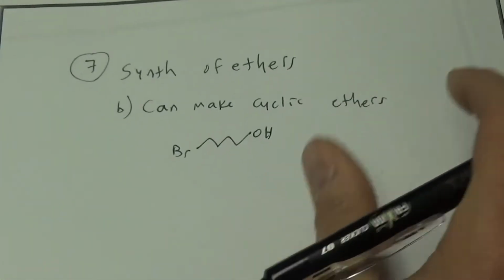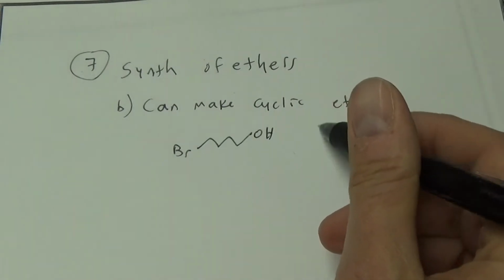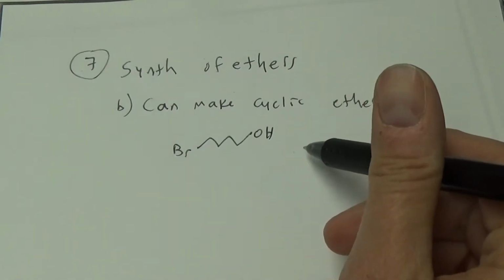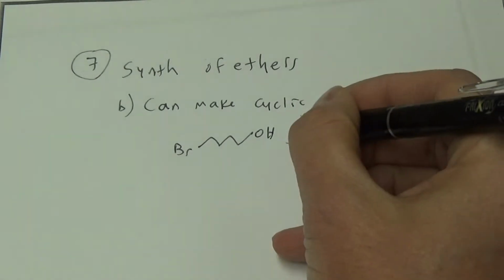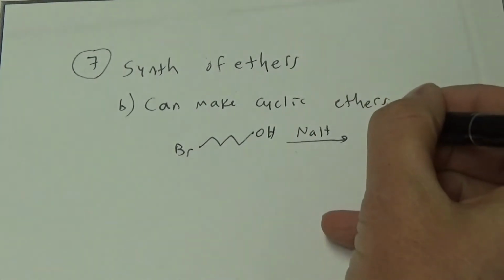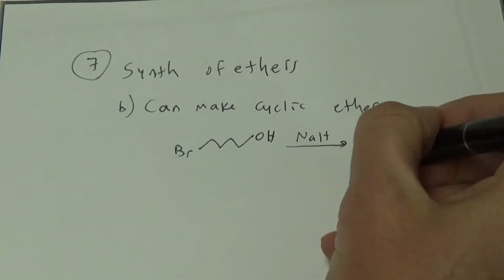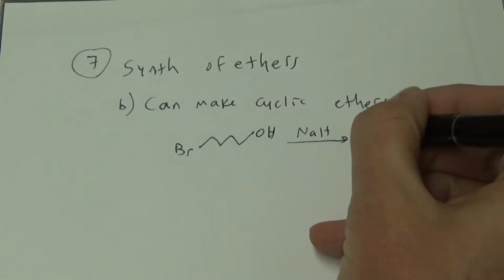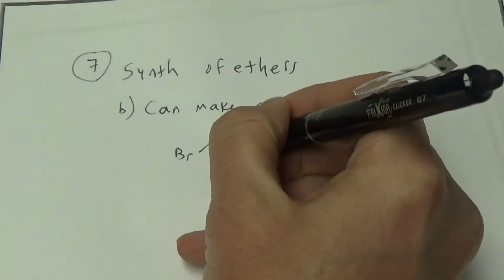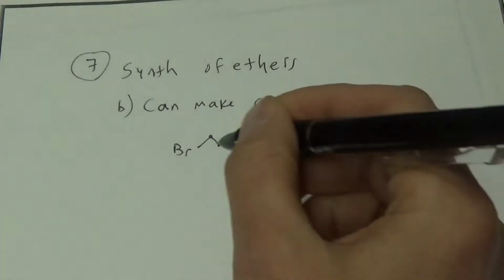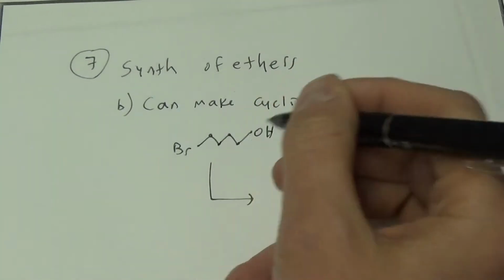We're basically going to do that same thing we just did, the Williamson ether synthesis, but to make something like THF, tetrahydrofuran, the cyclic 5-member ring ether. 1, 2, 3. We have 4 carbons, right? Okay, so what do you think happens here?